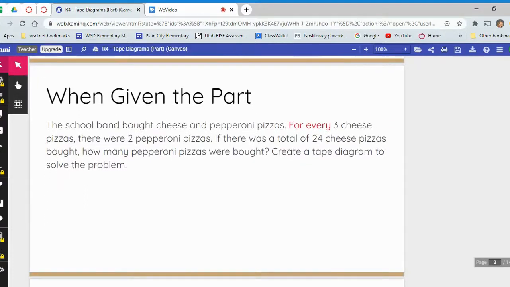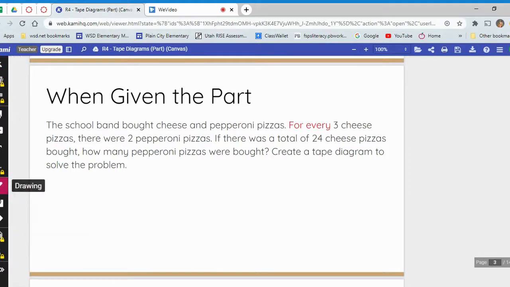All right, so like we talked about on the first slide, we are going to be solving ratio problems when given the part, and this will make more sense as we go here in a minute. So the school band bought cheese and pepperoni pizzas. For every 3 cheese pizzas, there were 2 pepperoni pizzas. If there was a total of 24 cheese pizzas bought, how many pepperoni pizzas were bought? Create a tape diagram to solve the problem. So as we're looking at this, the very first thing we need to do is set up our tape diagram.